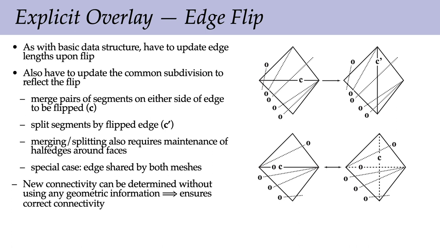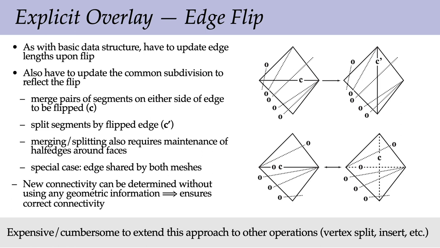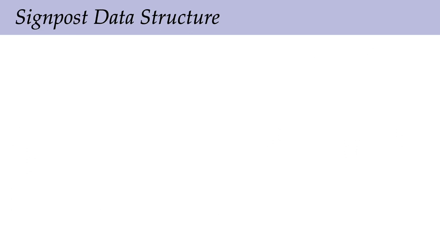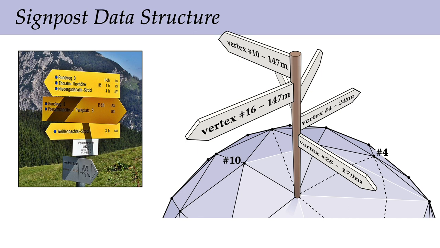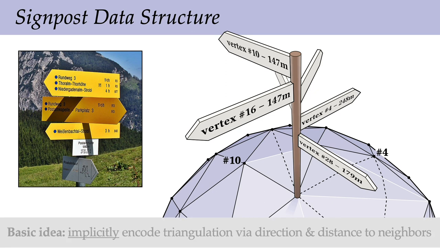However, because the new connectivity can be determined without using any geometric information, we can be sure that we always have the right connectivity. On the whole, even though this works all right for edge flips, it becomes pretty expensive and cumbersome to extend this approach to other operations like vertex splits and insertions and so forth. So a different thing we can do is to take inspiration from these signposts you see all over the world, which kind of tell you how far and in what direction to walk to get to a particular destination. Likewise, the basic idea of the signpost data structure is to store at each vertex the direction and distance to each neighboring vertex. So this gives us a kind of an implicit description of the new triangulation rather than the explicit encoding by the common refinement.